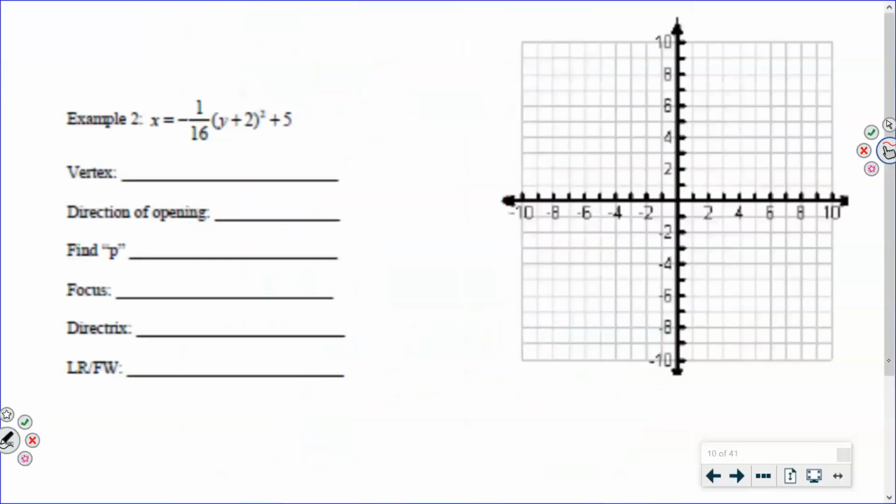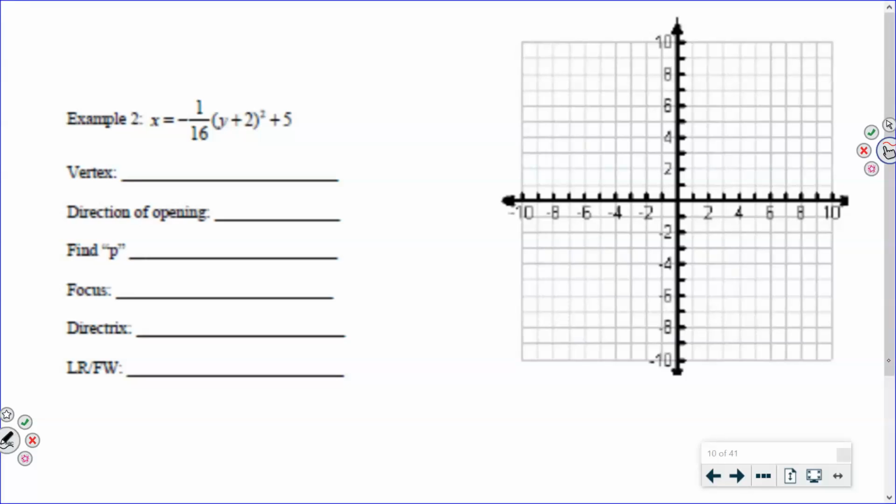Okay, so you already did the first example. Let's go to example 2. All right, so up, down, left, or right? Left. It's left. Good job. What's the official focal width? Good job, 16. What's the p-value? The p-value is 4. That's everything you need. You guys should be able to roll with this.